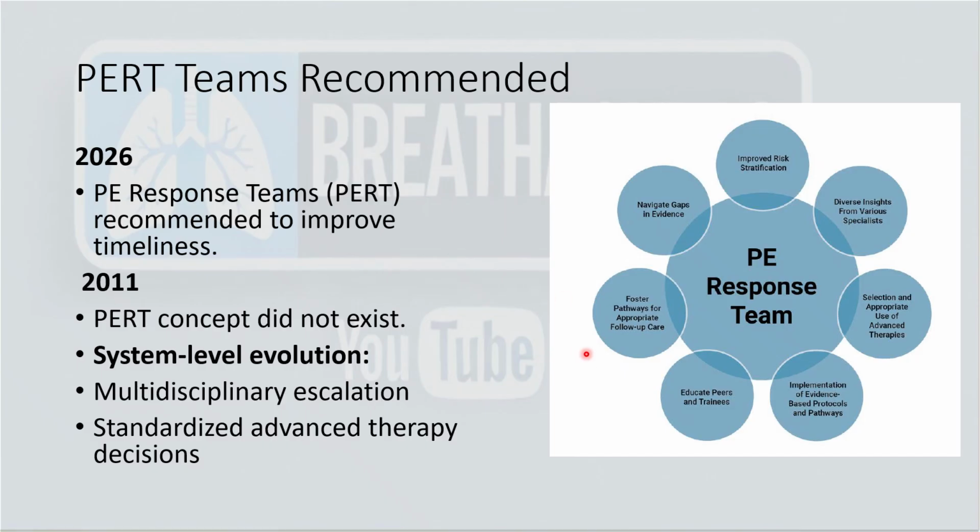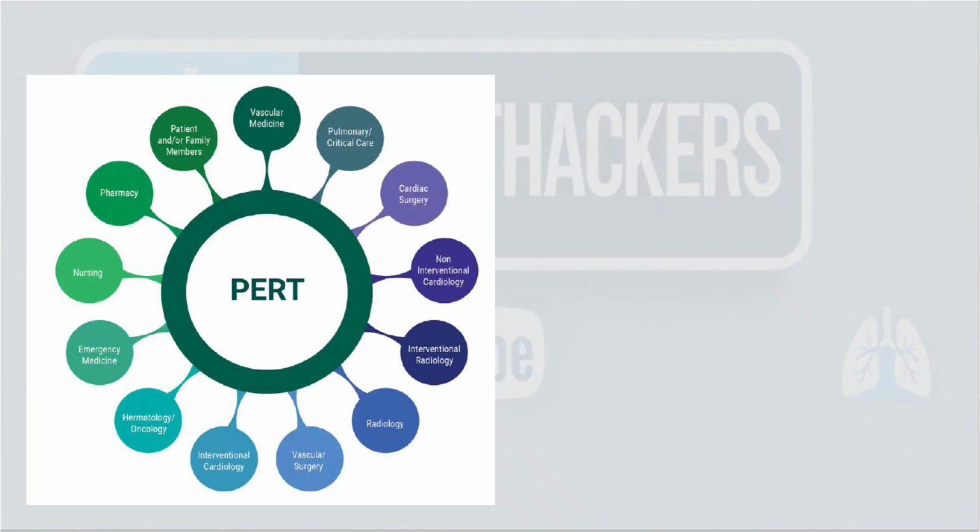Then there has been more focus on the PERT teams. So the pulmonary embolism response team is recommended to improve timeliness. This concept was not at all there in 2011, came a little bit in 2019. So these are all the advantages of this pulmonary embolism response team: improved risk stratification, diverse insights from various specialists, selection and appropriate use of various advanced therapy, evidence-based protocols and pathways, educating peers and trainees, fostering pathways for appropriate follow-up care, and further navigating the gaps in the evidence.